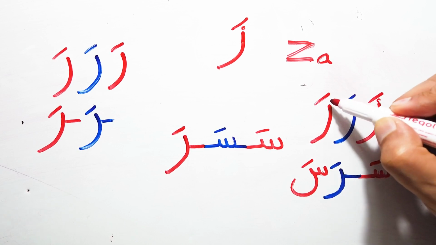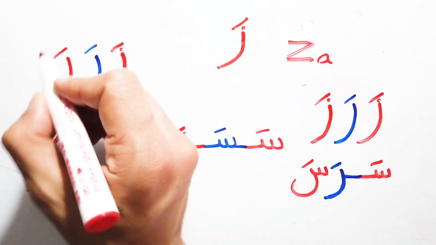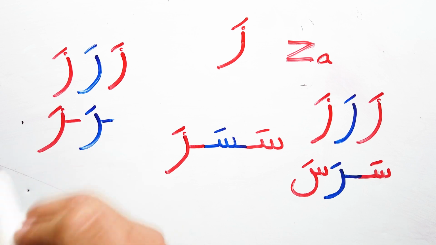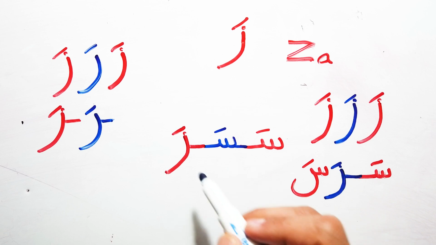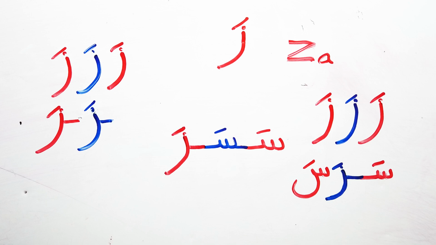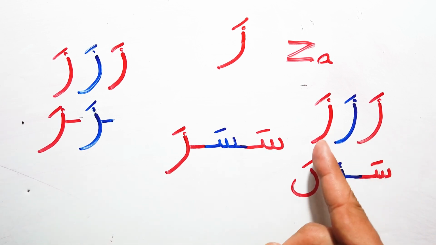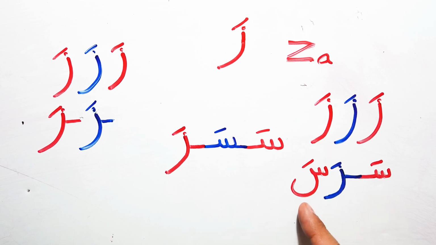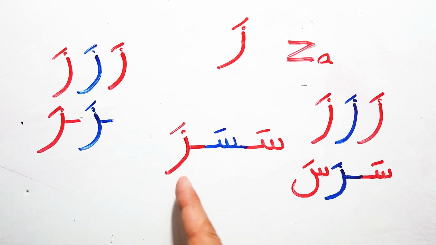I'm gonna add a dot here, a dot here, and here, and one more here. Let's add the blue ones, one here, here, and one here. So now let's read together. Z, z, z. Se, ze, se.